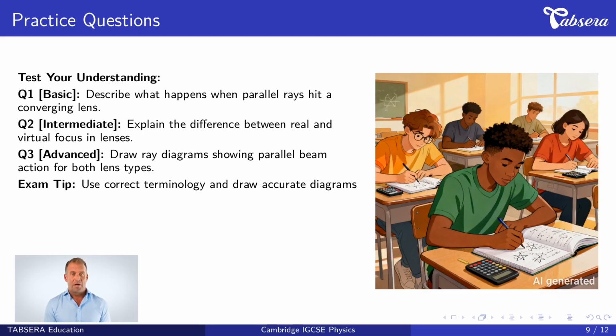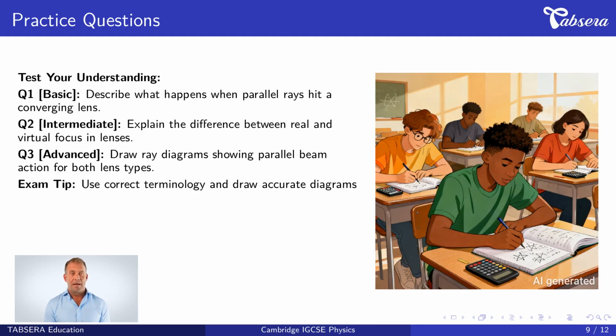Now practice what you've learned with these 3 questions. Question 1 is basic level. It asks, describe what happens when parallel rays hit a converging lens. Think about the ray behavior we studied. How do parallel rays change direction? Where do they go after passing through the lens?